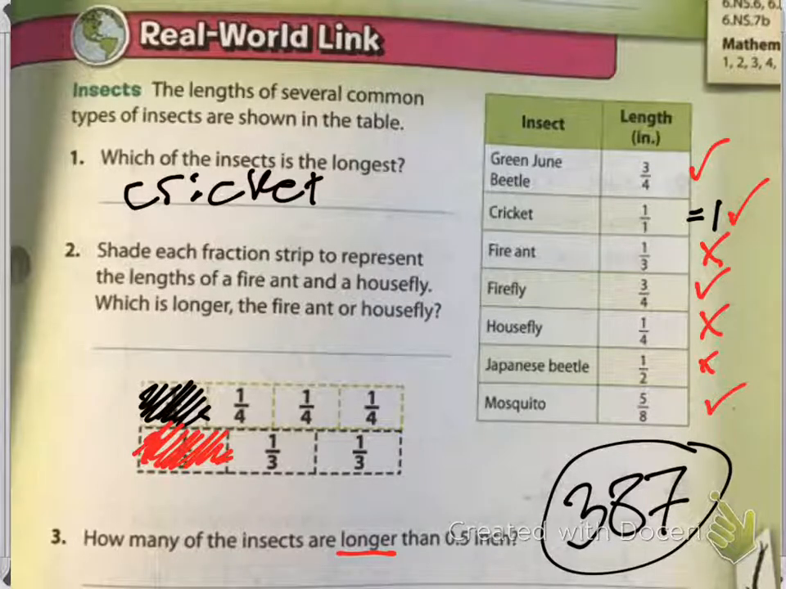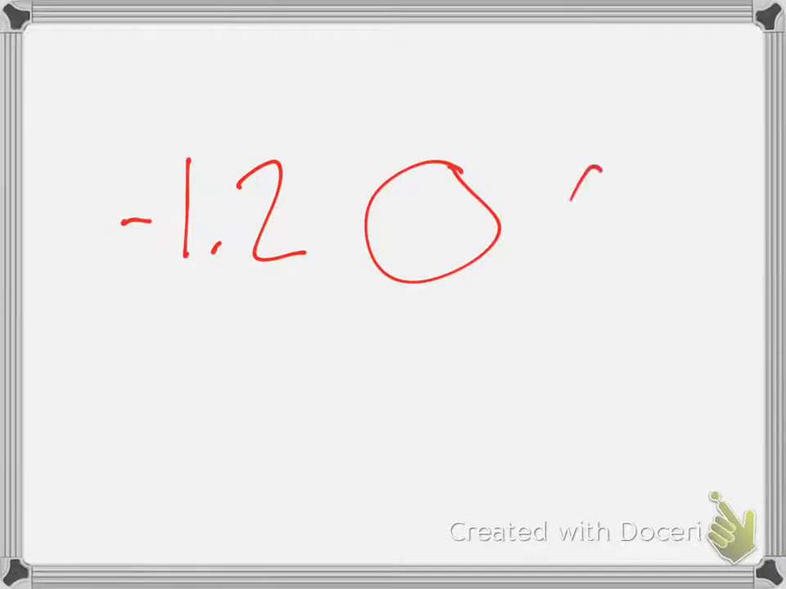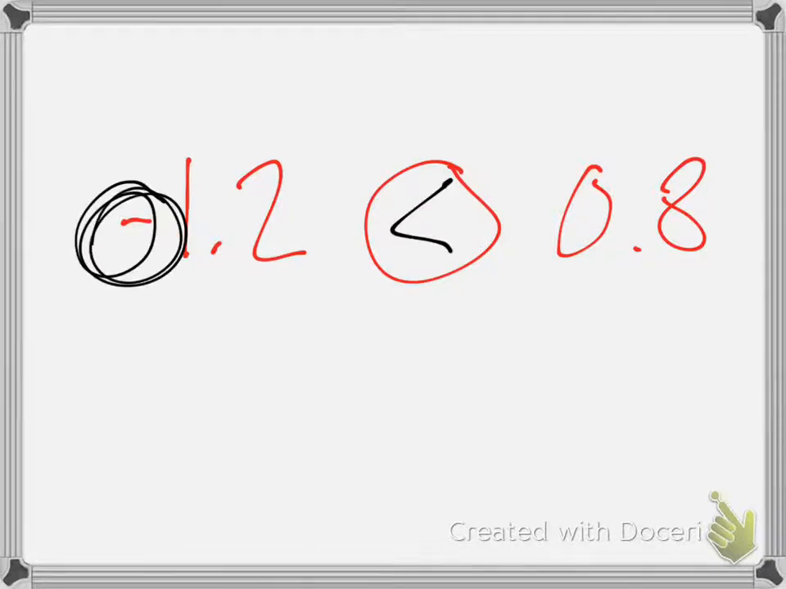So all we're doing is the same as our other homework. Look at this. -1.2 and 0.8. Who can tell me which one's bigger? Chase. 0.8. We know that already because this is a negative, so it's always going to be smaller.